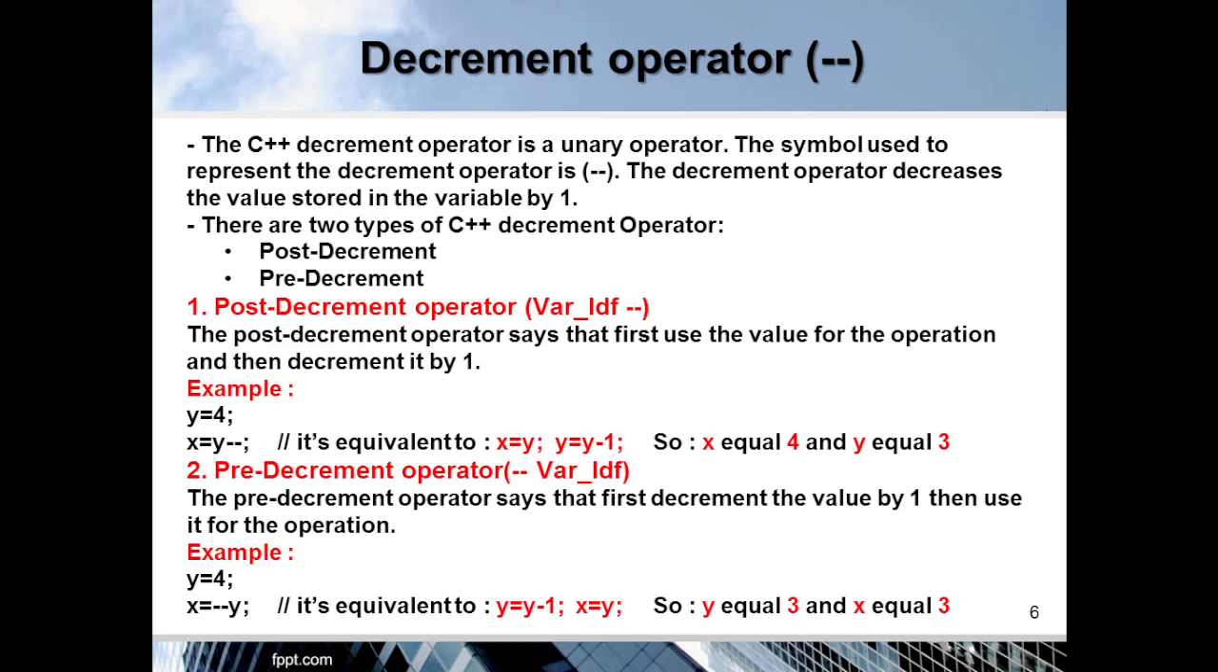Here the order is very important. Okay? So we notice here, if I take this, remark that here the order is this, and in this case the order is this. It's the inverse. It's the inverse. Okay? So in the second case, as we said, we start by decrementing the value of y by 1. So the final value of y will be 3. Then we copy the value of y in x, which is 3. So both of them equal 3.